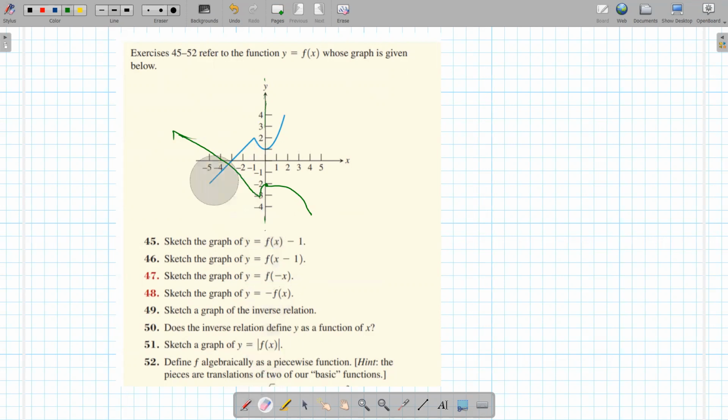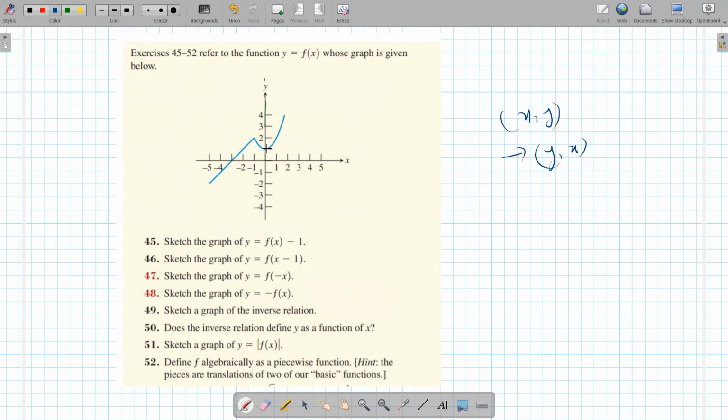49, sketch a graph of the inverse function. A relation, it says. The inverse function. So the function is just f of x. You have to do this graphically. There's no way to do this algebraically, not yet. So you flip over that line you were talking about, or you can just flip over the individual points. That's also inverse. Inverse is (x, y) becomes (y, x).